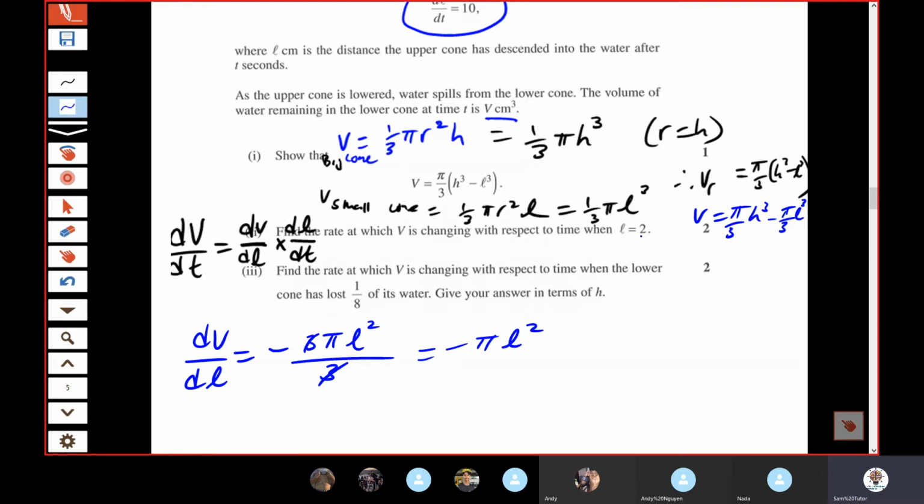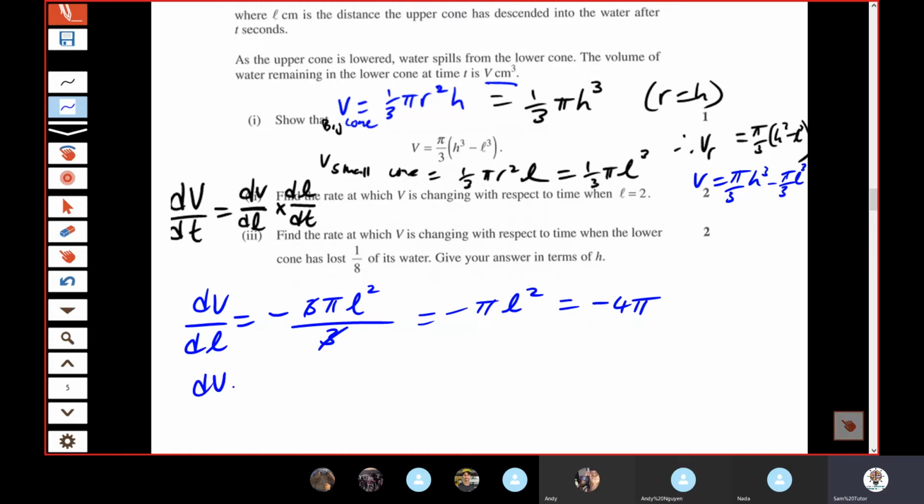But what do we know about the length? Length is 2, so then this becomes negative 4 pi. But we didn't want to find dV on dL, we wanted to find dV on dt. dV on dt is dV on dL times dL on dt. dL on dt is, where are we? 10 from above. That becomes negative 40 pi. Does that make sense?